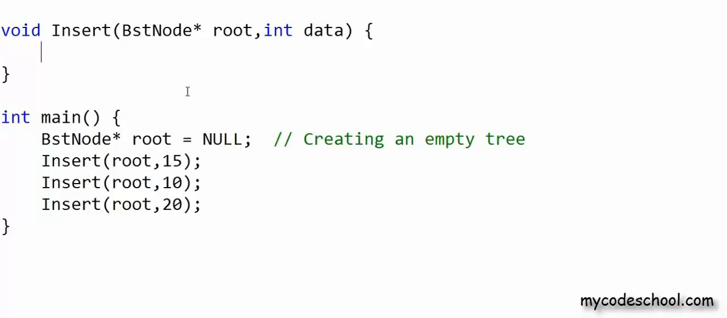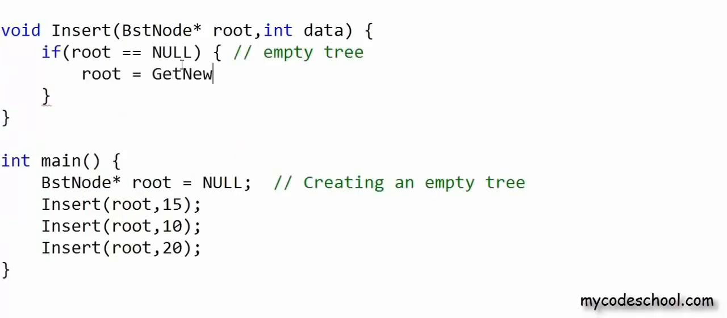First of all, the tree may be empty. For this first insertion, when we are inserting the number 15, the tree will be empty. If the tree is empty, we can simply create a new node and set it as root.